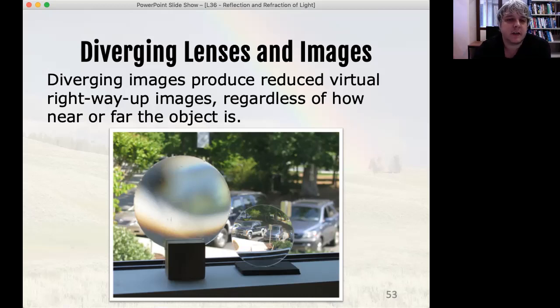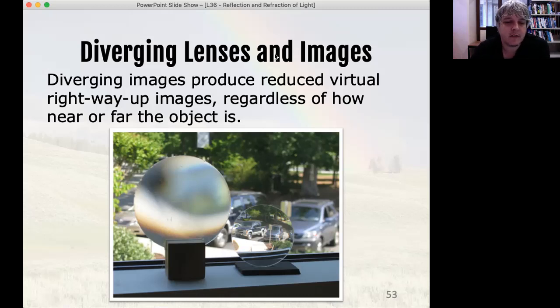For a diverging lens, you cannot create a real image. You cannot. It does not work. The physics don't work because it's always spreading out the rays. There's no way to focus that on a wall if it's spreading out the rays. What they do is they always produce a reduced virtual right way up image. So that means it makes things smaller.